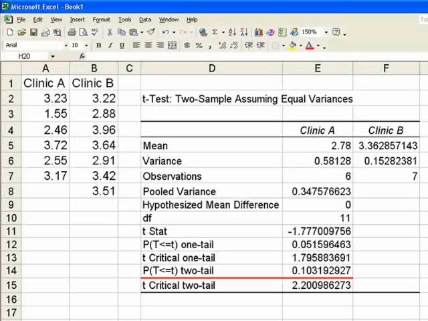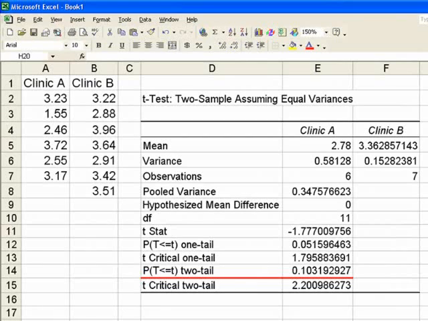This is our p-value for a two-tailed test. And notice it's just double what it was for a one-tailed test. And so in this case, it's 0.1032 once I round it off. And we'll use that when we're doing our 7 steps.